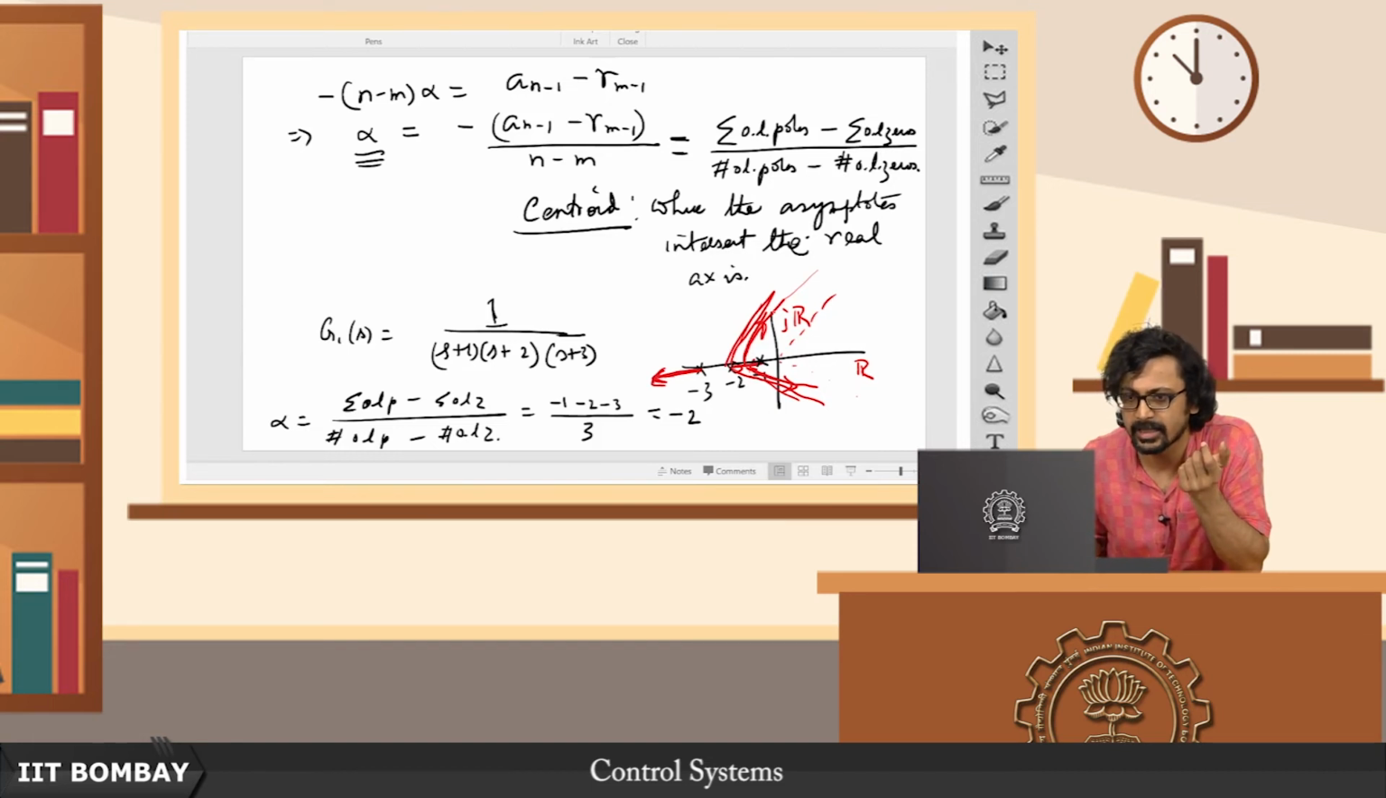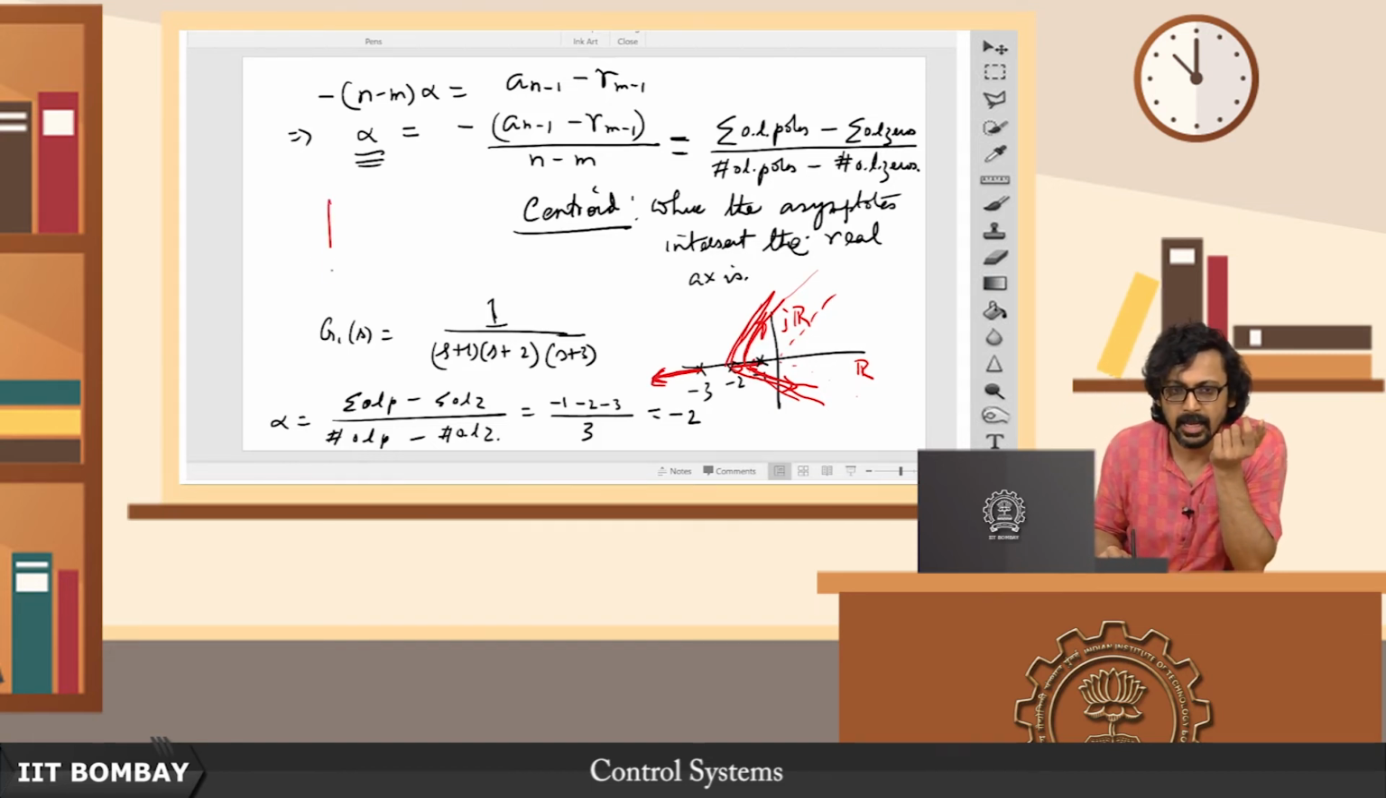Even if I don't sketch the exact root locus, if I am happy to draw the approximate root locus like this, let's say now the blue one is the root locus. So I draw the root locus in this fashion and I just say, okay, this is my approximate root locus.